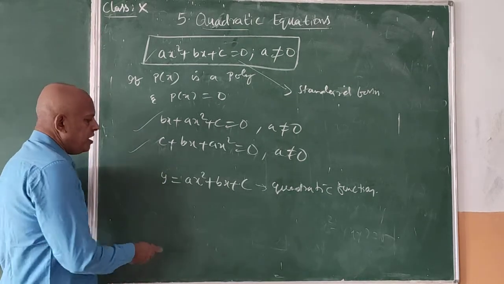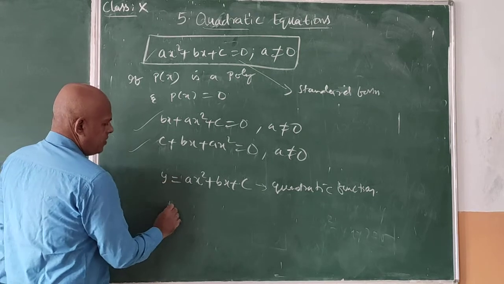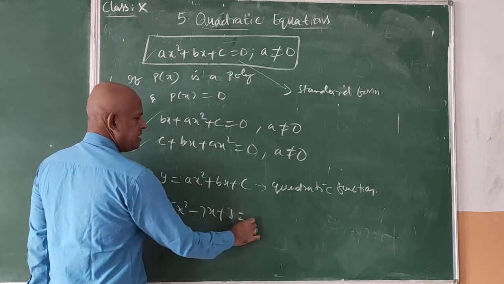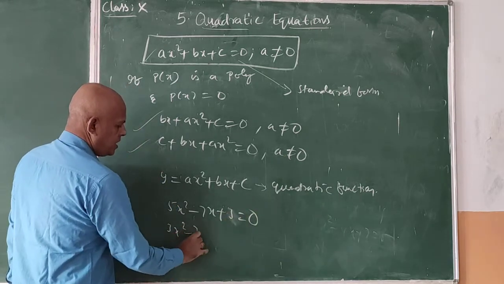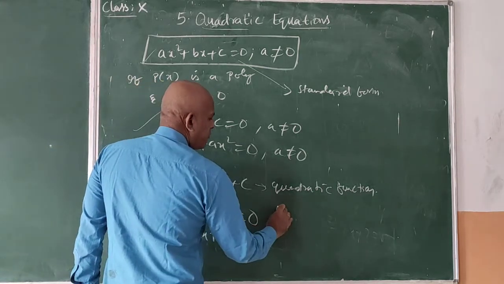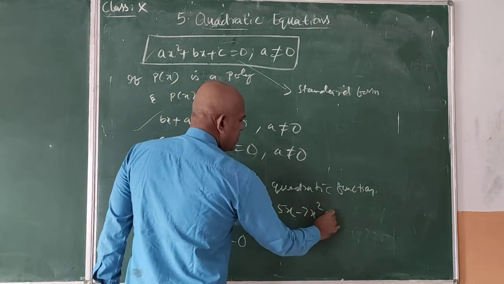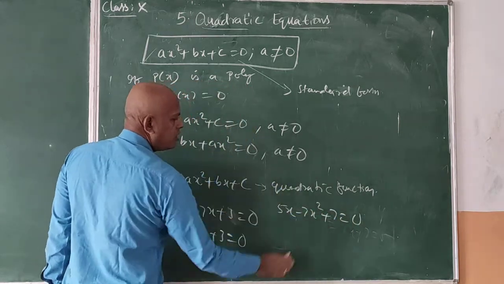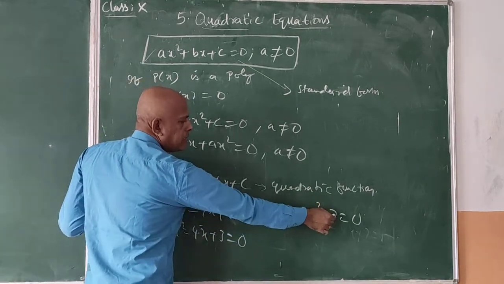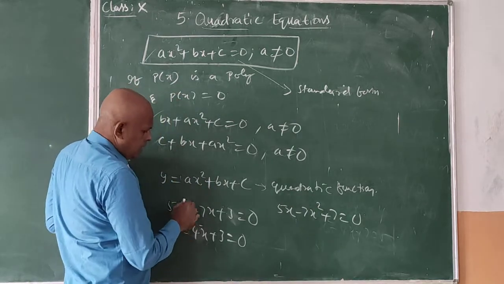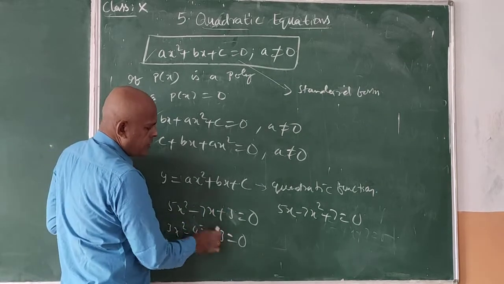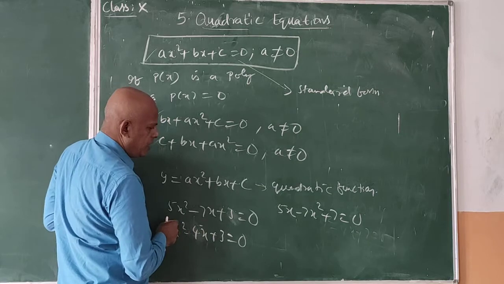So you can consider many examples here. 5x square minus 7x plus 3 is equal to 0, or 3x square minus 4x plus 3 is equal to 0, or 5x minus 7x square plus 7 is equal to 0. Here the order of the degree of the terms is not in order, so the degree is not in descending order. Here the degree is in descending order. Here also the degree is in descending order. When we write like this, they are called standard forms of the quadratic equations.